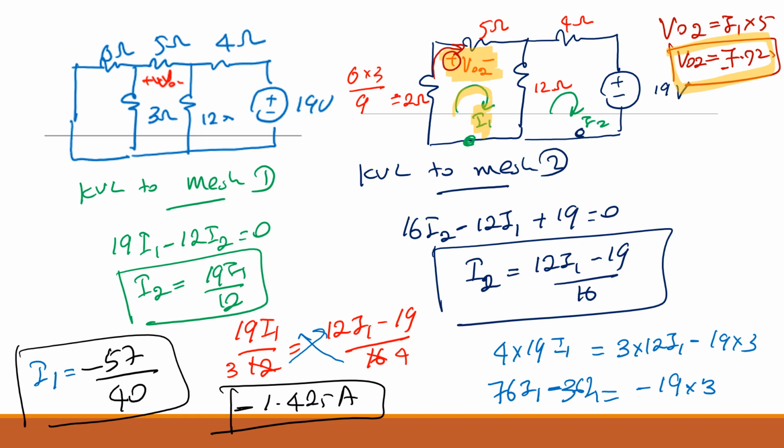Which two are parallel? For two elements to be parallel, they should start and end at the same node. These two are starting from the same node, but this one is finishing here and this one is finishing here. In between these two, you have something, isn't it? When you have something in between two dots, it's not parallel. But here, see this 3 and 6 starting here and ending here. There is nothing in between. They are starting and ending at the same points. Any other questions?